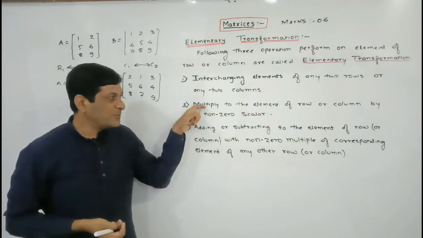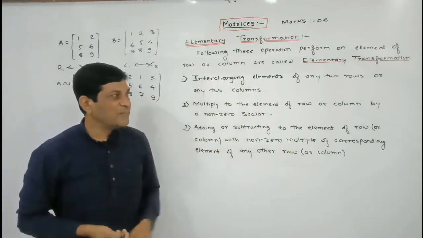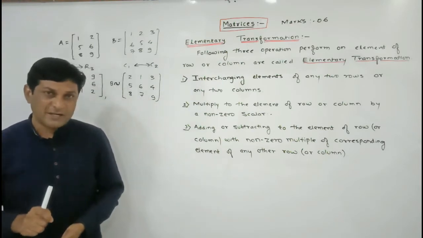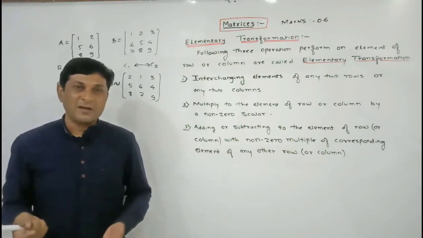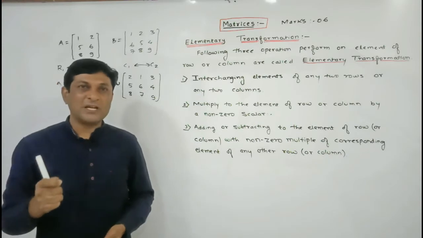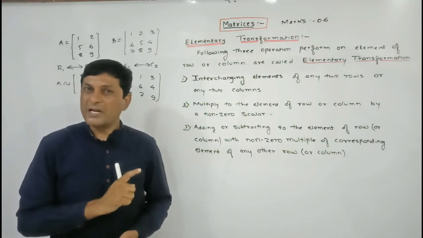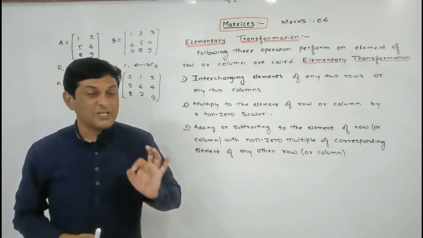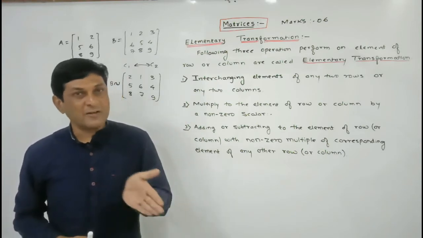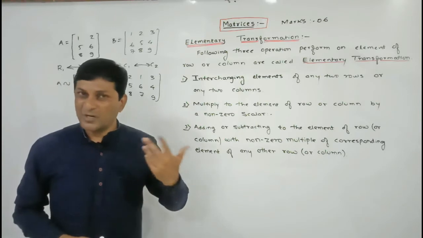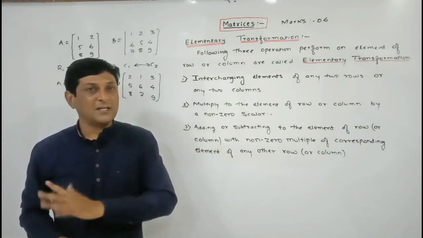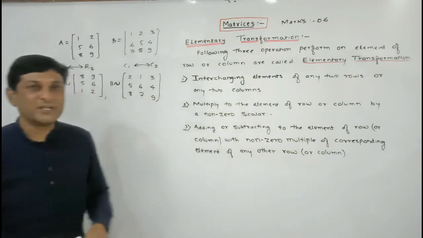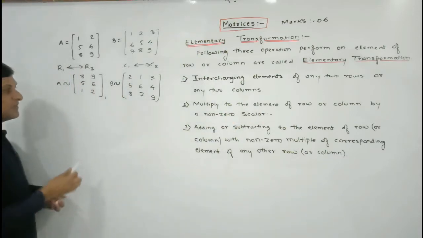According to the second operation, we multiply the elements of a row or column by a non-zero scalar. In mathematics, scalar means real number. So we are able to multiply the elements of any row or any column by a non-zero real number. The real number may be either positive or negative, but it should not be equal to 0. So try to understand this operation by considering one example.